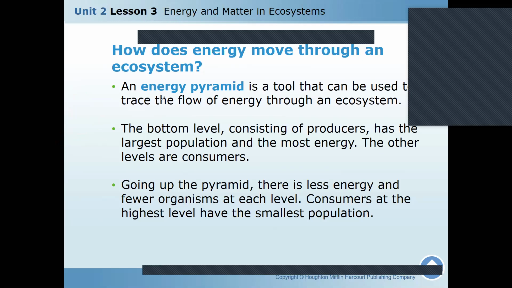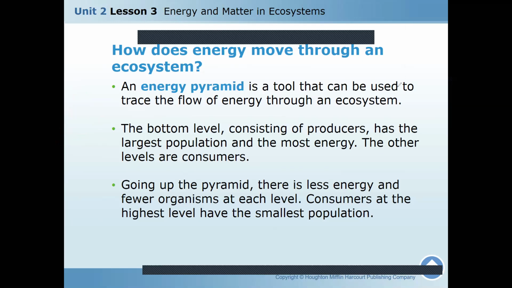Now, an energy pyramid is a tool that can be used to trace the flow of energy through an ecosystem. The bottom level, consisting of producers, has the largest population and the most energy. When you compare human beings or tigers or animals with plants, what are more in number? Do you have more plants or more human beings? We have more plants.